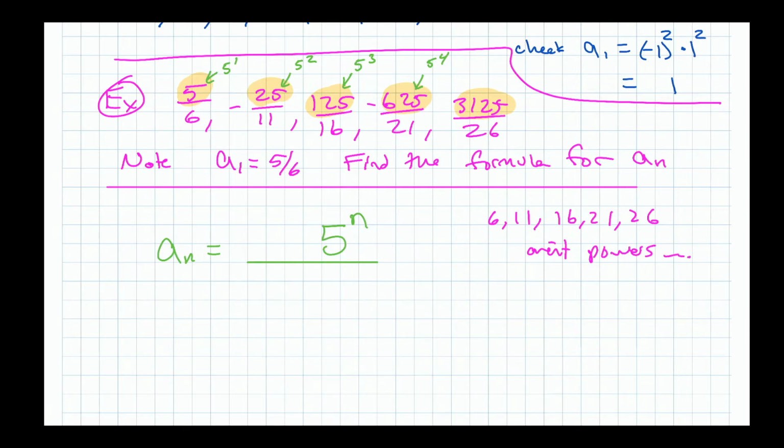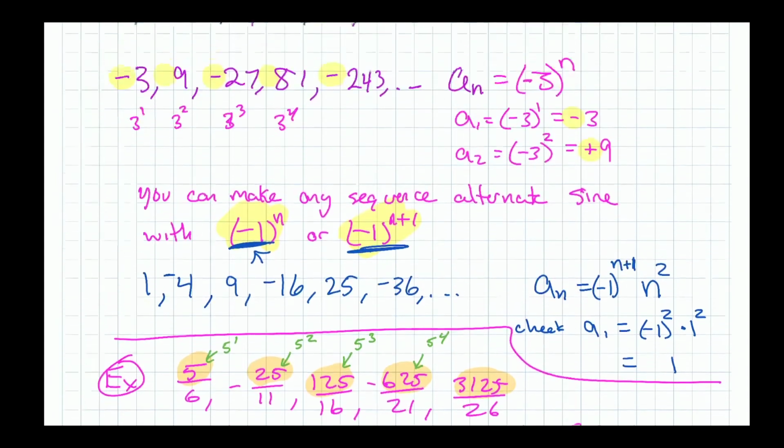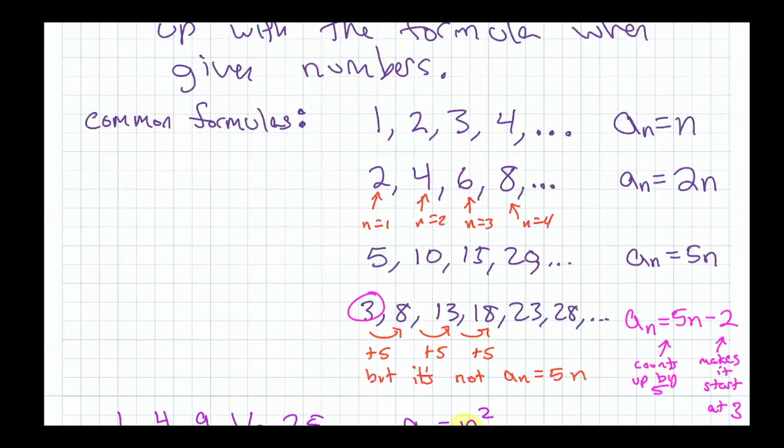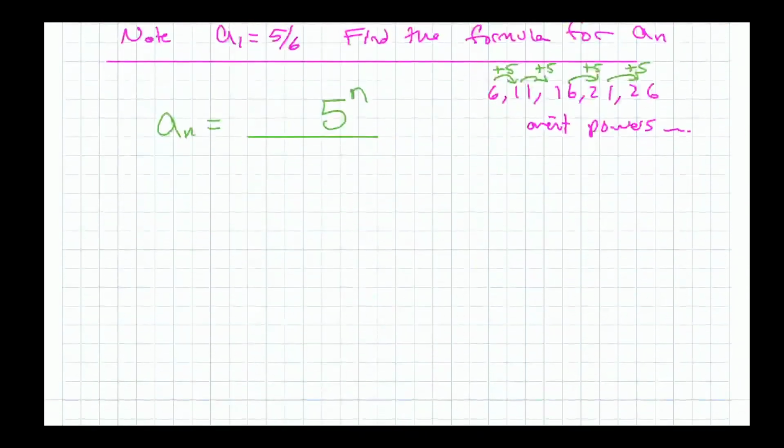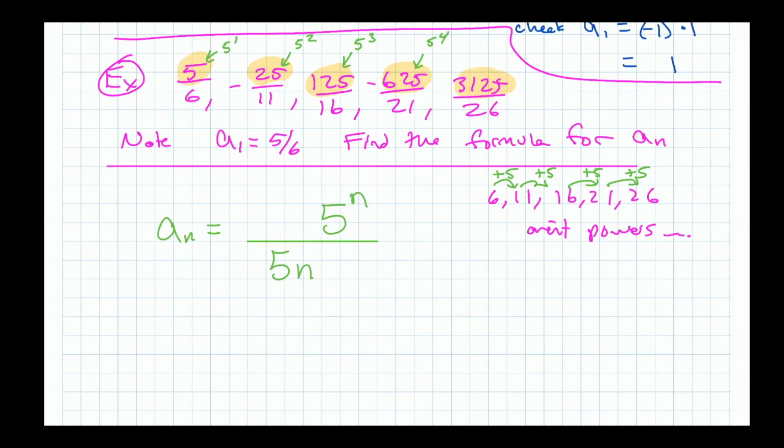What are they? Well, you should notice that we're just adding 5, adding 5, adding 5, adding 5. So how do you add 5? Well, we already saw that, right? We saw that up here, right? Like 5n will add 5 every time. So that's going to be 5n.